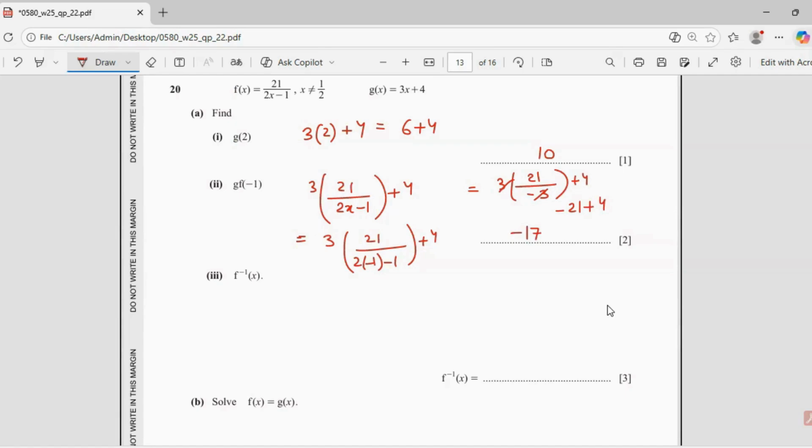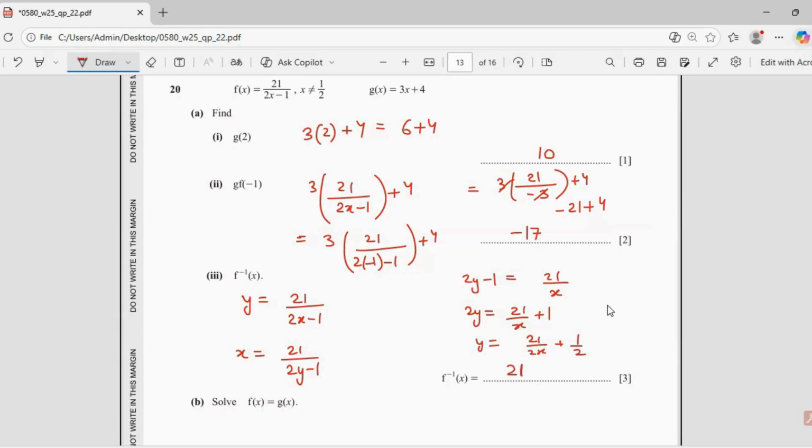Next we have to find f inverse of x. Basically we can write y equals 21 upon 2x minus 1. Let's interchange x and y. This is x equals 21 upon 2y minus 1, and we will find y in terms of x now. So this is 2y minus 1 equals 21 upon x, 2y equals 21 upon x plus 1, and y equals 21 upon 2x plus 1 by 2. So the answer is 21 upon 2x plus 1 by 2.